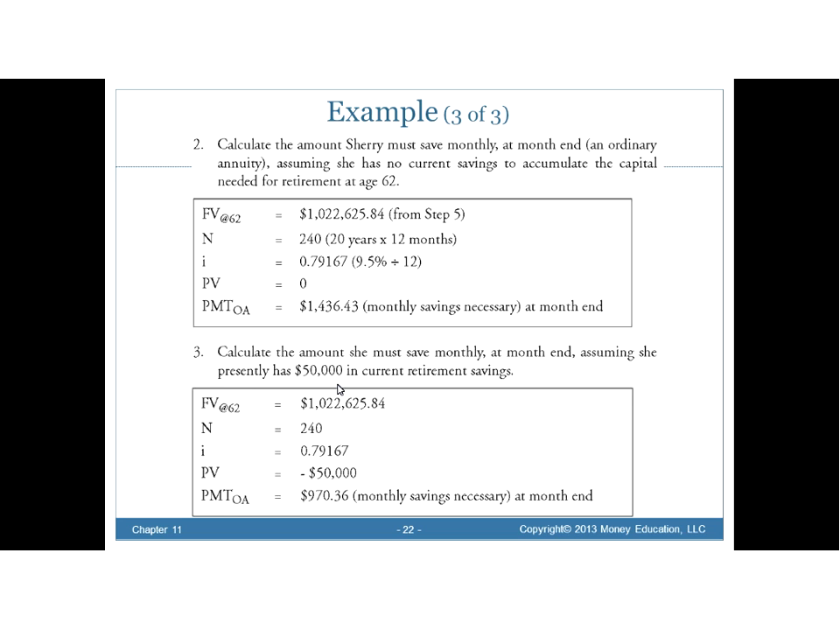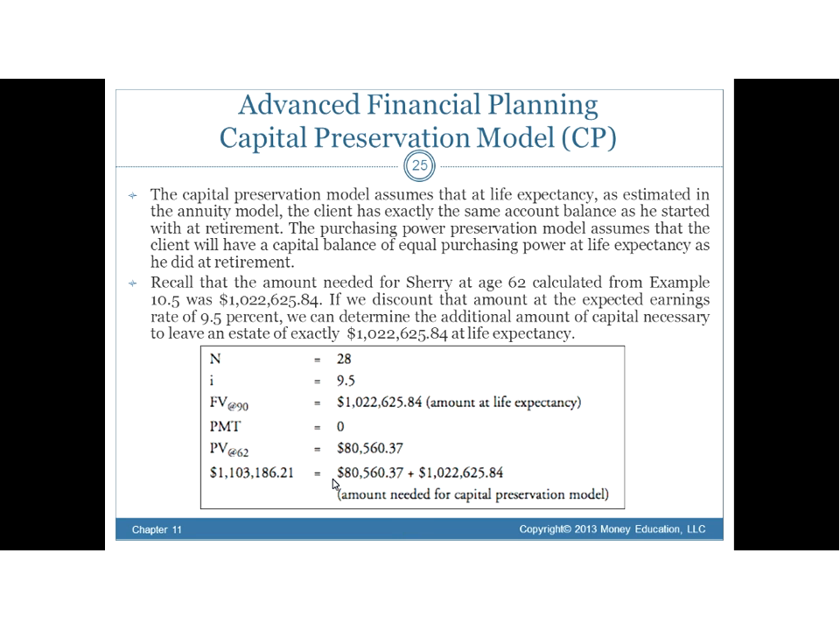Then we could also go through the steps of figuring out how much she would need to save each month or at the end of each year, if she had $50,000 already saved.